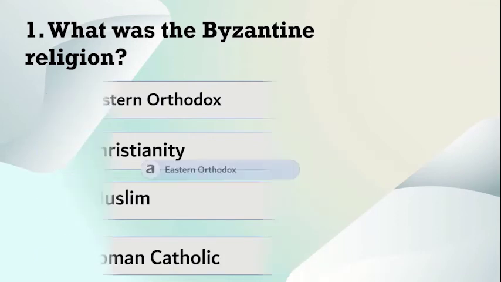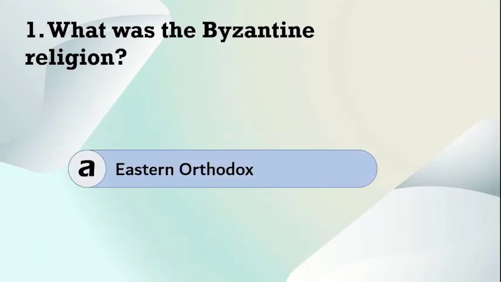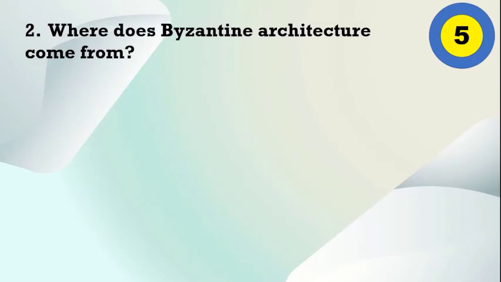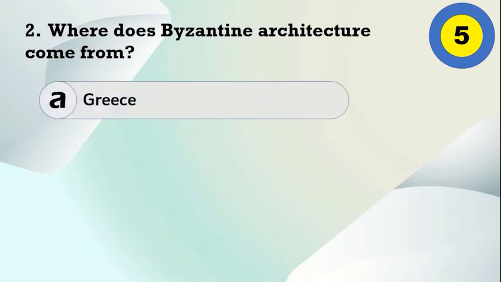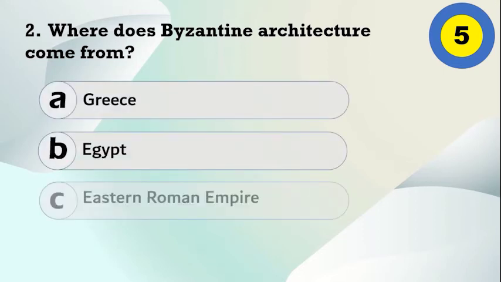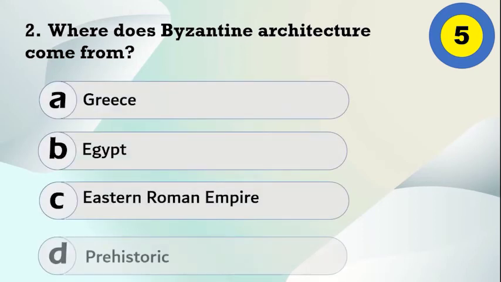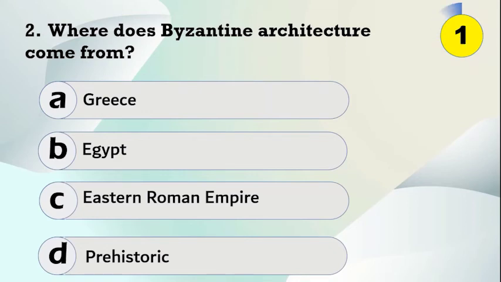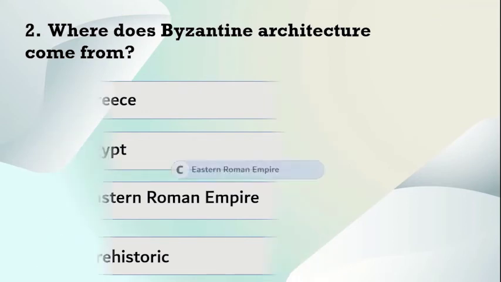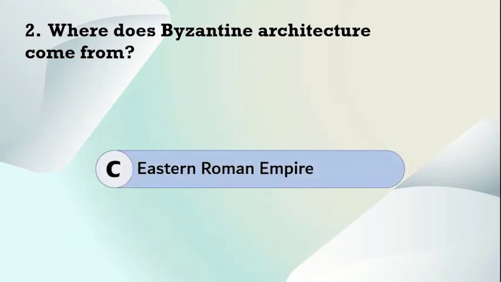If you answered A, that's correct. Very good. Next, number 2. Where does Byzantine architecture come from? A. Greece, B. Egypt, C. Eastern Roman Empire, D. Prehistoric. If you answered C, that's correct. Very good. Wow.